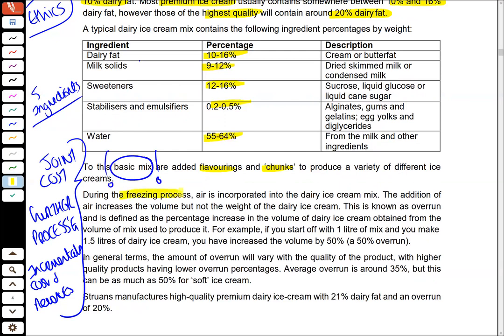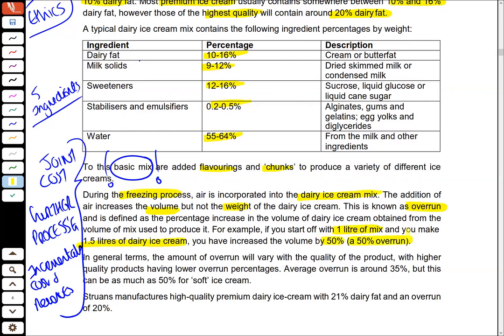We then have a freezing process where air is incorporated into the dairy mix ice cream, and this increases the volume but not the weight, and this is called an overrun. We're told then if we start off with 1 litre of mix and you make 1.5 litres of dairy ice cream, you've increased the volume by 50%, so we've got this 50% overrun.